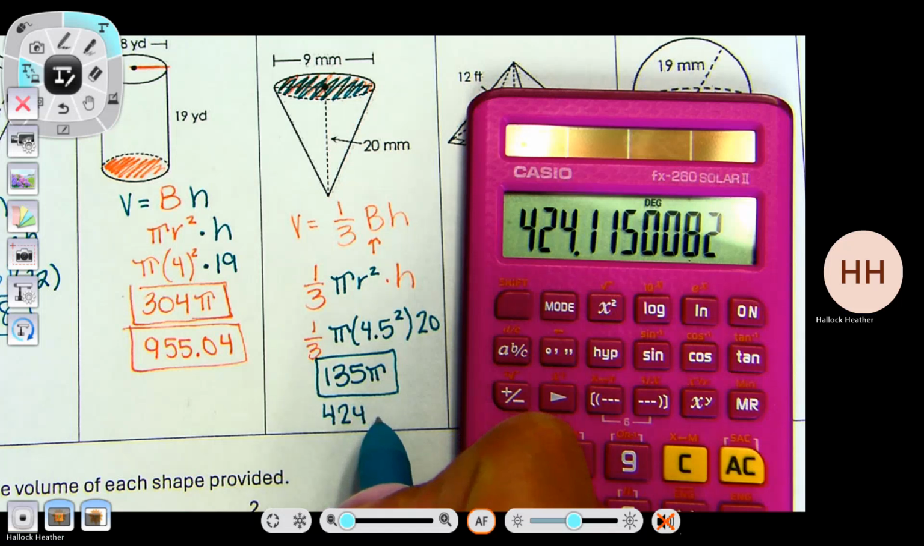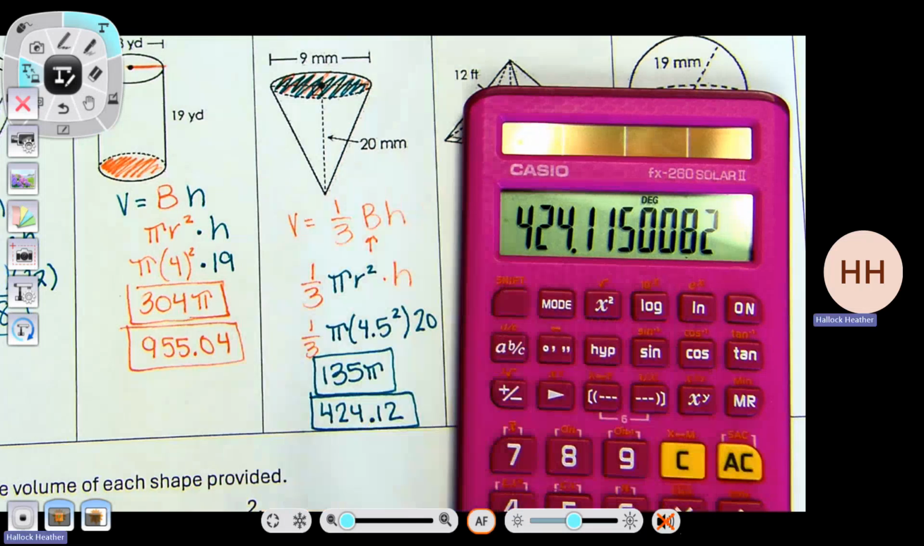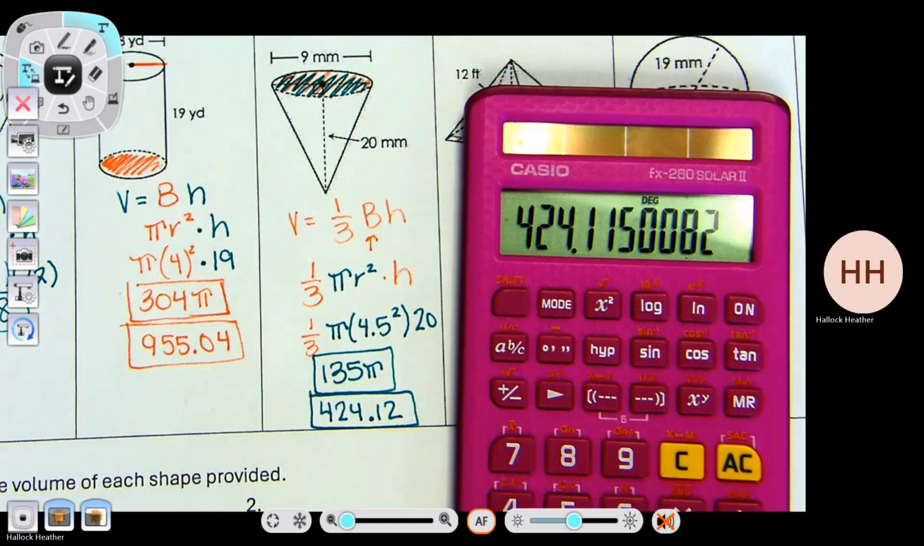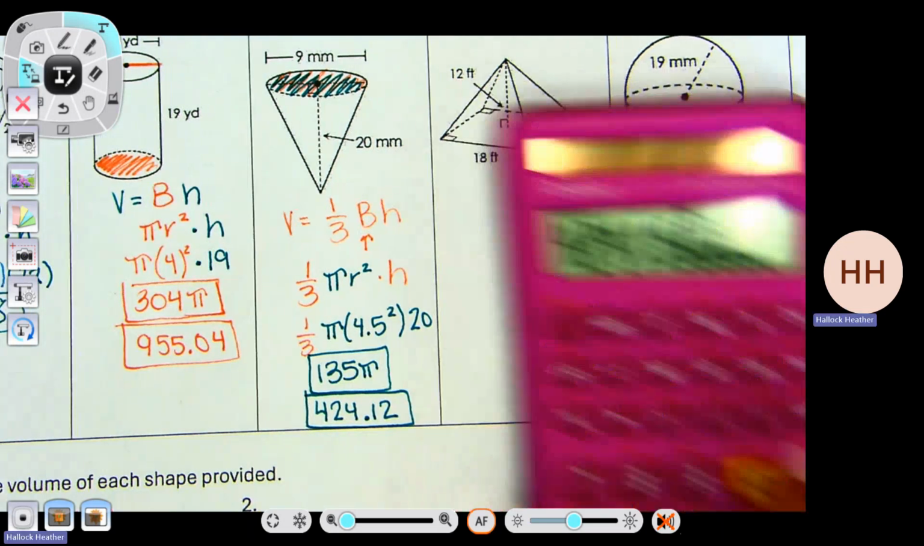So you're taking 135. You're timesing by the pi button, which is EXP. 424.115, so 424-ish. Yeah. Whatever. Okay.